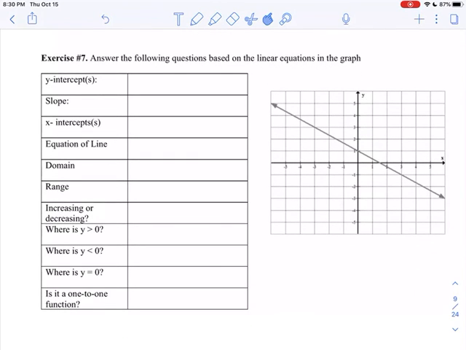If we have time tomorrow, we might look at 7, just because that sort of sums up a lot of stuff that we've done with domain and range and increasing and decreasing and one-to-one.